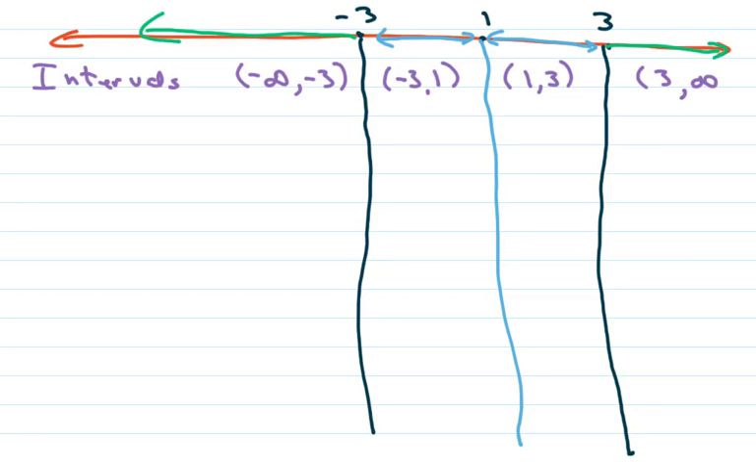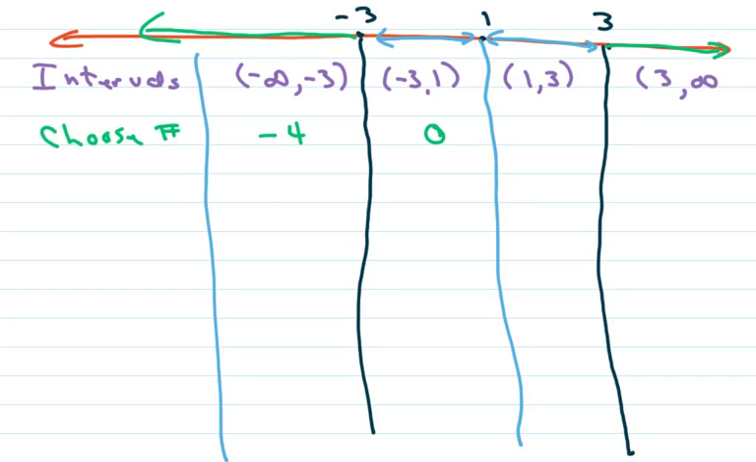Okay, so now the points I'm going to pick are, let's see, I'm going to choose numbers in these intervals. So choose a number. I'm going to go ahead and pick negative 4. I'm going to pick 0 here. I'll go ahead and pick 2 here in between 1 and 3. And I will pick 4 here.